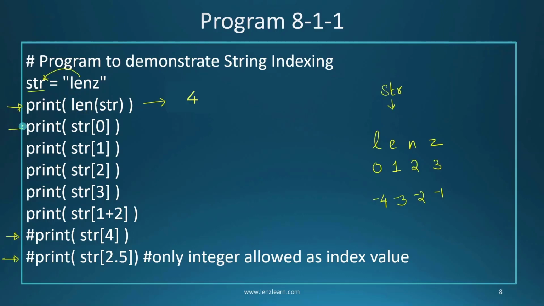Right now the next print statement is trying to print the character available at index 0. Here you can see the character available at index 0 is L, so it will print L. Next you are trying to print the character available at index 1, so it will print E. The next print statement will try to print the character at index 2, so N will be printed. And the next print statement will print the character available at index 3, so Z will be printed.